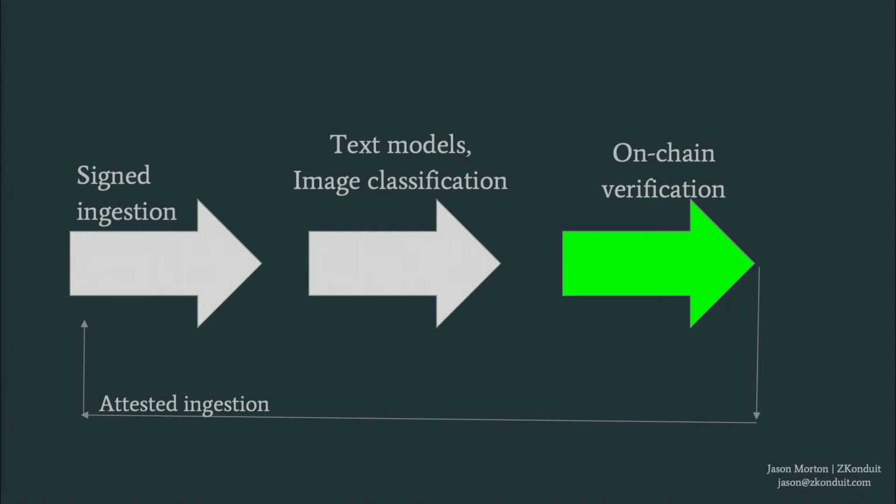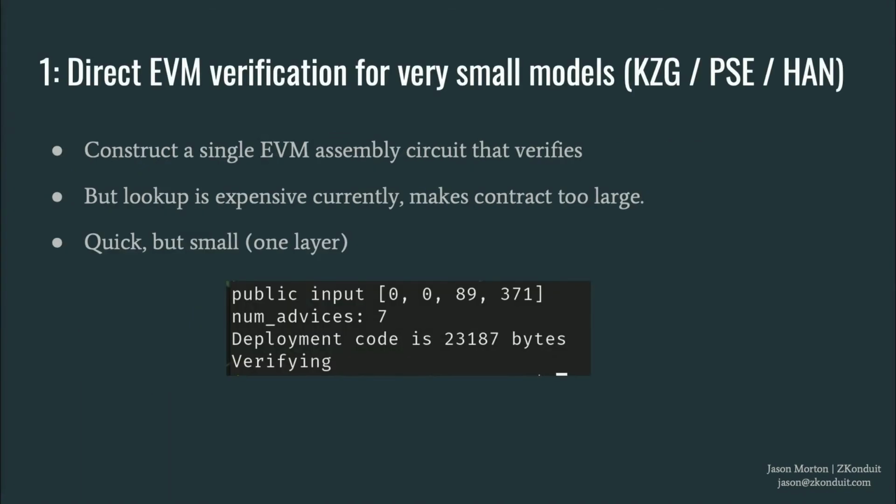And then verification. So verification is tricky. So we use the Halo 2 fork, the PSE Halo 2 fork, which uses KZG commitments. HEN is not an abbreviation. That's just Han from PSE, who has been so helpful that he deserves his own acronym.